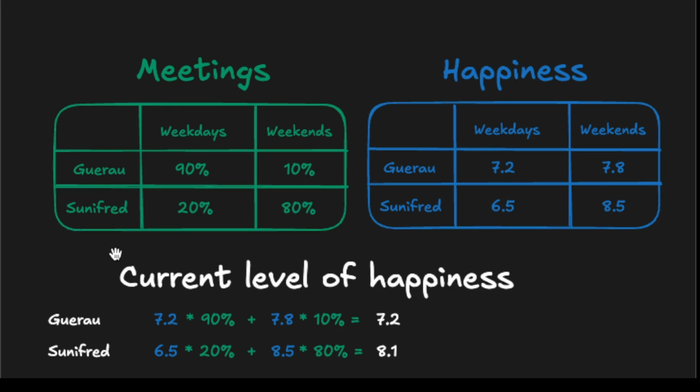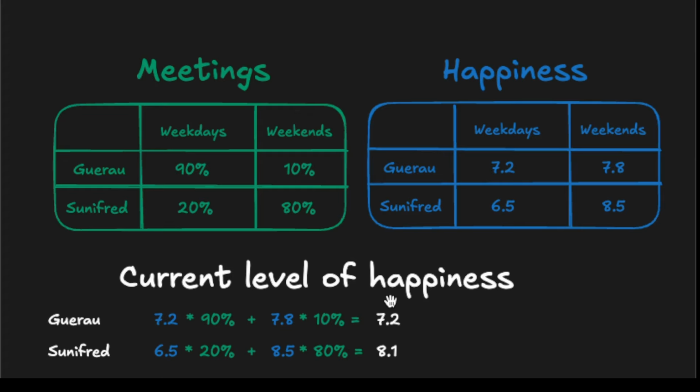Her current level of happiness can be calculated as follows. We need to multiply the score by how often it happened. So in this case with Gerau, she was a 7.2 happy multiplied by 90% of the time, due to weekdays, and 7.8 10% of the time due to weekends. In total, it's 7.2, okay?